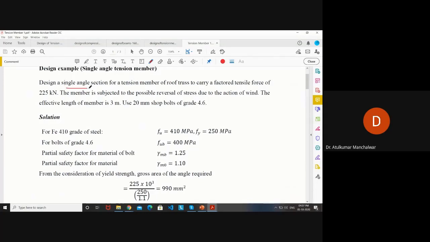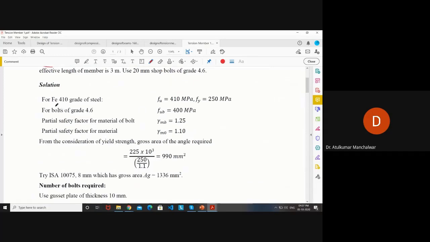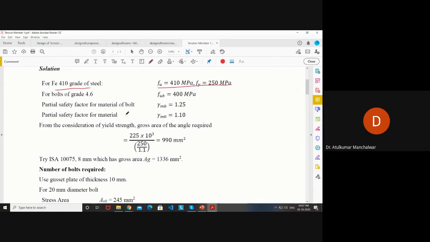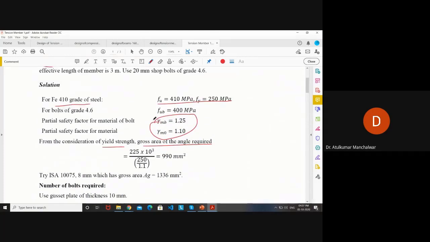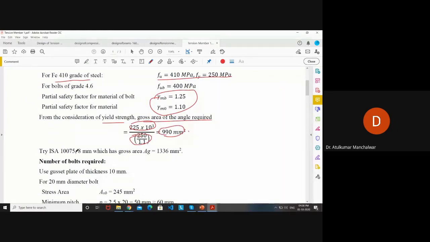Design a single angle section for the tension member of a roof truss carrying a factored tensile force of this much. So the given data is there. The grade of steel we are using is Fu equals this, Fy equals this. The partial safety factor we have already discussed. From the consideration of yield strength, the gross area of the angle is required. So for the gross area, this is the force given, this is the stress value with the partial safety factor, and this is the area. Depending on this area, we need to select the section.